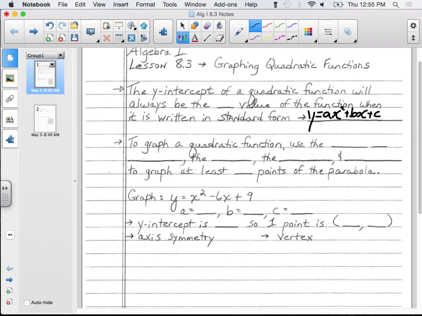So if we plug in 0 for x in our standard form here, what do you think we're going to end up with? 0? No. Morgan? Whatever number c is. So our y-intercept for any quadratic is going to be our c value.